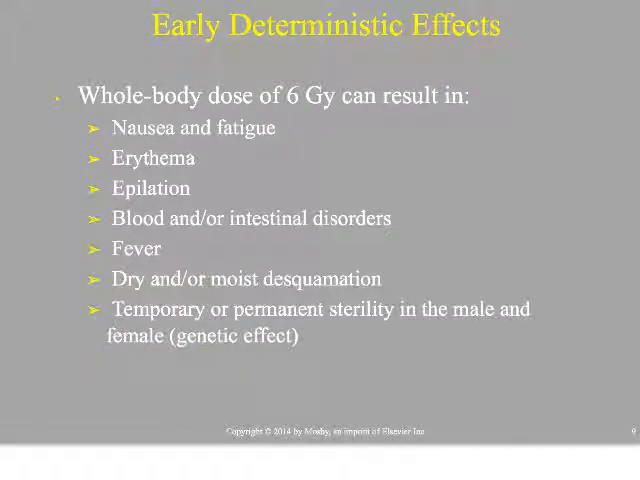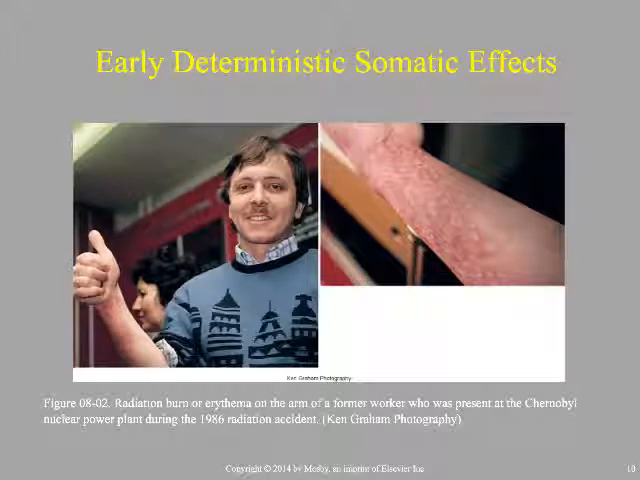So whole body doses of 6 gray can result in nausea and fatigue, erythema, epilation, blood and intestinal disorders, fever, dry and moist desquamation of the skin, and temporary or permanent sterility in males and females. And we'll just go ahead and assume it's going to be permanent sterility at that dose amount. Here is an example of the types of erythema. This man is an early responder to Chernobyl who received severe radiation burns to his arm.